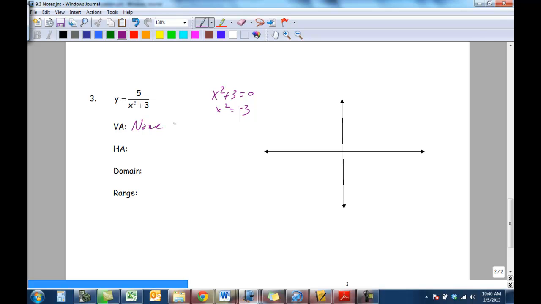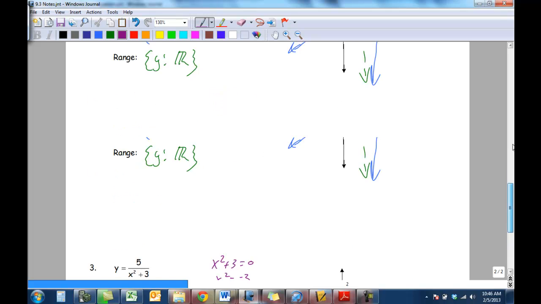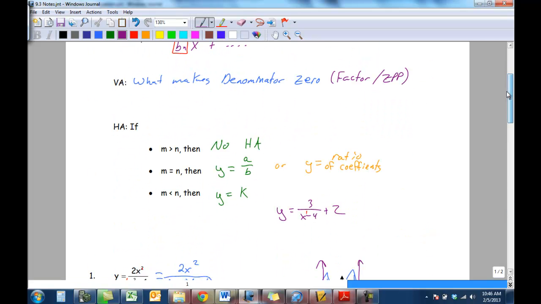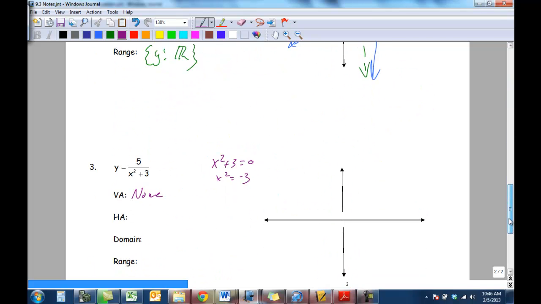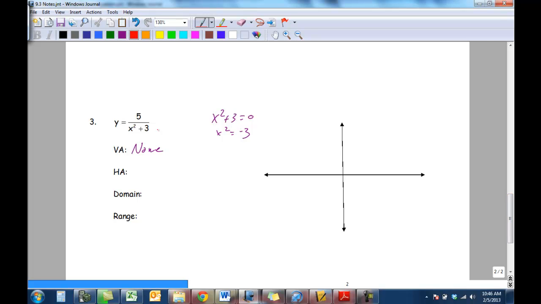The horizontal. Now, horizontal, remember, we've got to look at the 3 scenarios. Which scenario does this fit? This is where the bottom exponent is larger than the top. That's the third scenario. So it's y is equal to k. Now remember, k is what's being added after the fraction. So here, there's nothing here. That's like plus 0, right? So our horizontal asymptote is at y is equal to 0. Let's graph that guy.